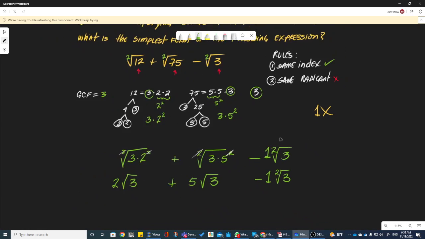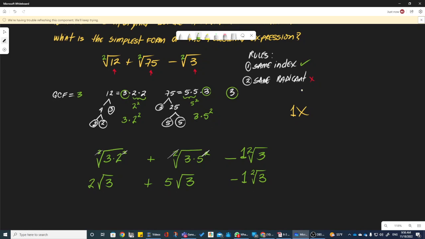And now we actually comply with the second rule we didn't comply before, because we have the same index and then we have the same radicand. Okay, so this is gonna be equal to 2 plus 5 minus 1.